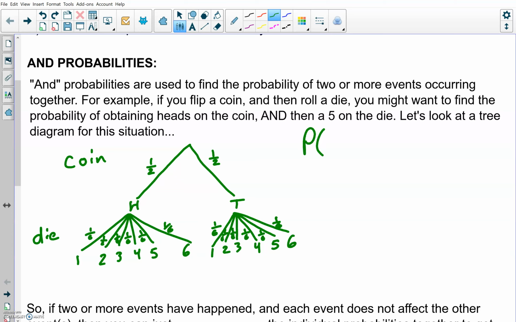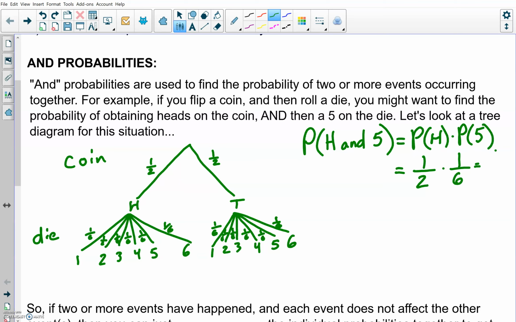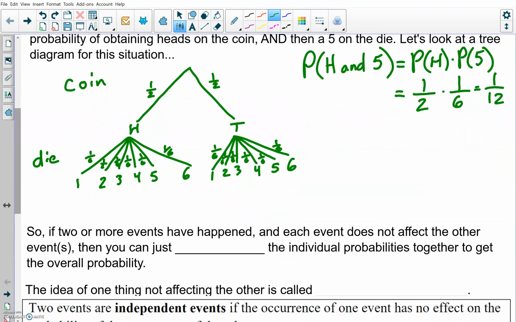So one way to think of this is the probability of head and 5 would be the probability of heads times the probability of 5, which is going to be equal to 1/2 times 1/6, which equals that 1/12. So this basic idea of being able to multiply the probabilities in the and situation works in special cases, and this is one of those cases. And let's talk about this a little bit more. What's so special about what we just saw here?